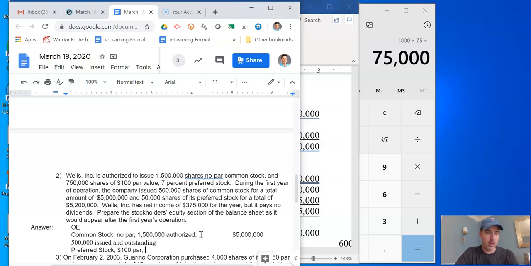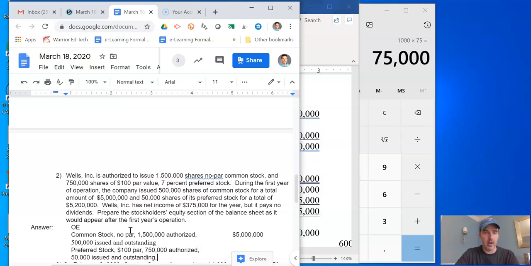And then it looks like we have 750,000 shares are authorized, so 750,000 authorized shares. And then we actually have how many that are held by investors. It says here, down here, it says 50,000 shares of preferred stock. So we have 50,000 shares that have been issued and outstanding.